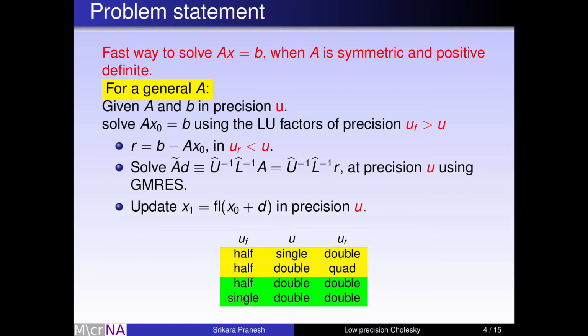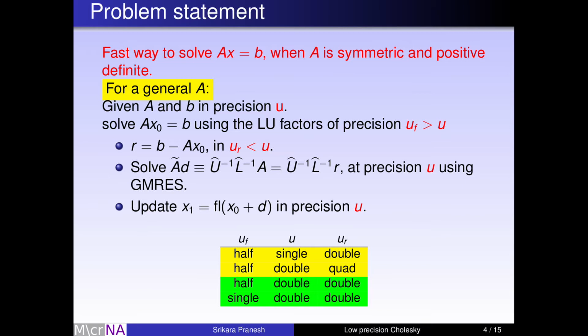Just to clarify, I mentioned that it uses multiple floating point precisions. When I say u_f, it means the precision in which the matrix is factorized. u is the precision in which your matrix is given. And u_r is the precision in which you compute the residual, or if that is too much jargon, just think of it as the precision in which you measure the quality of the solution which you have already computed. Okay, so this is for a general matrix.